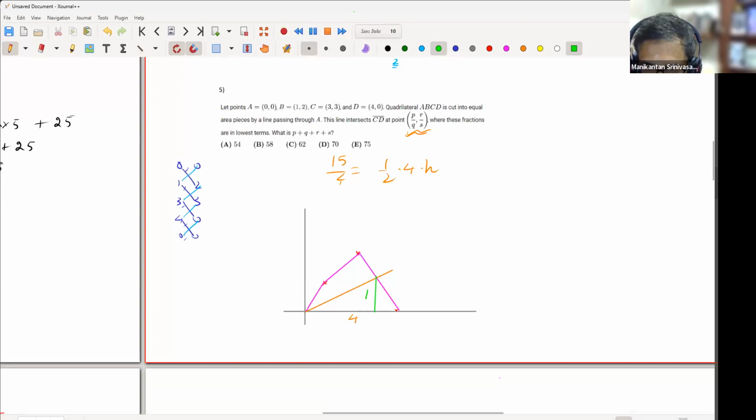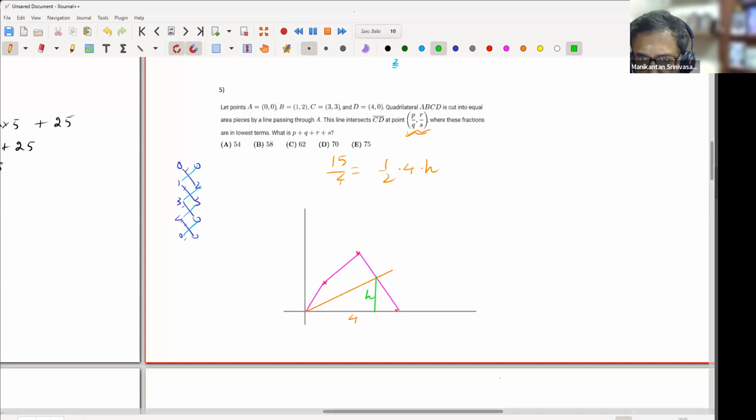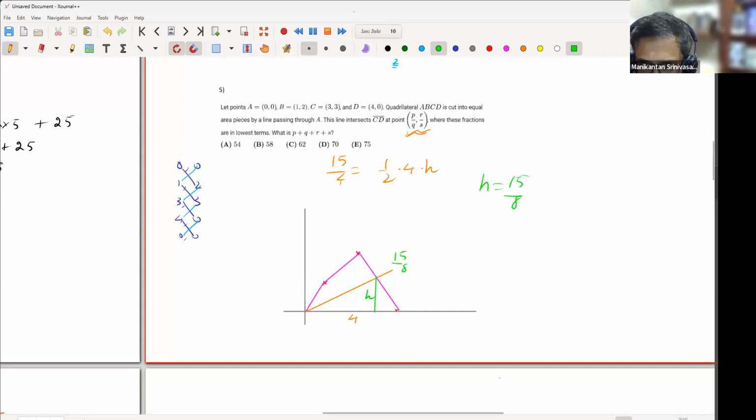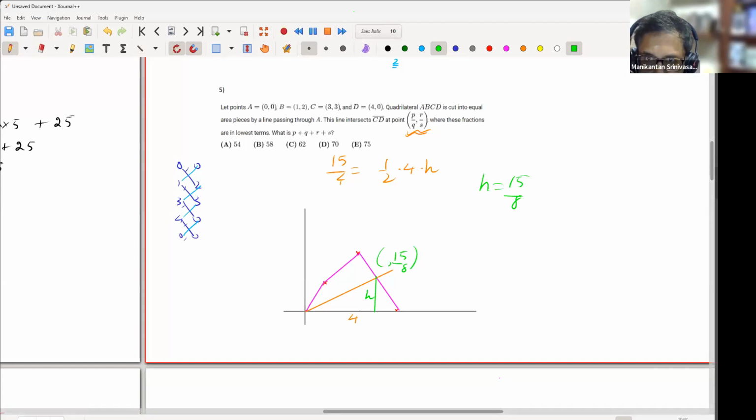So what is my height? I can find my height easily, right? 15 by 8. H is 15 by 8. So I know the y coordinate already. This is 15 by 8 of this point. And now I have to find out the x coordinate.